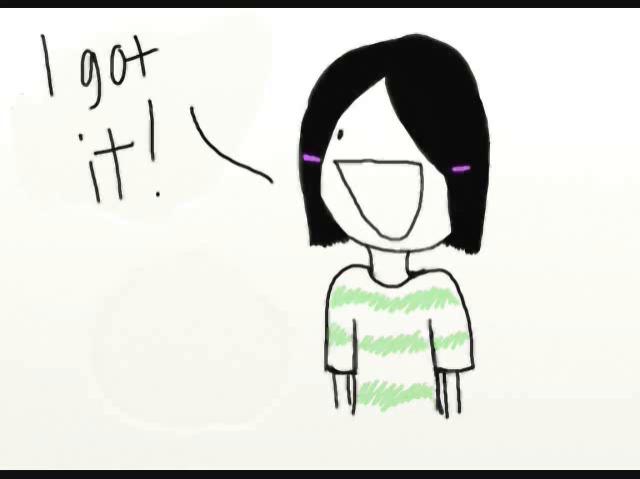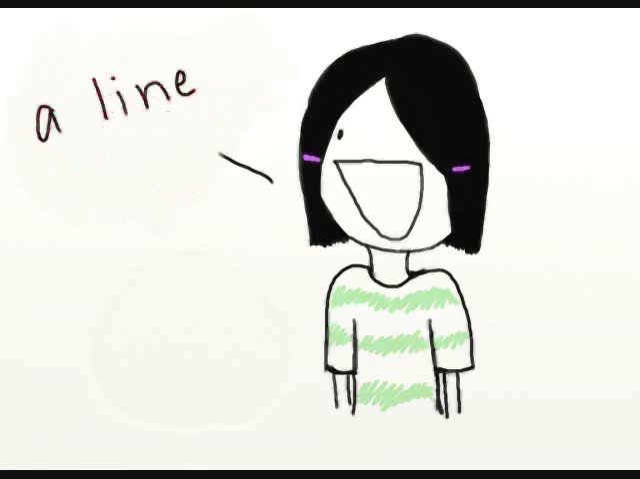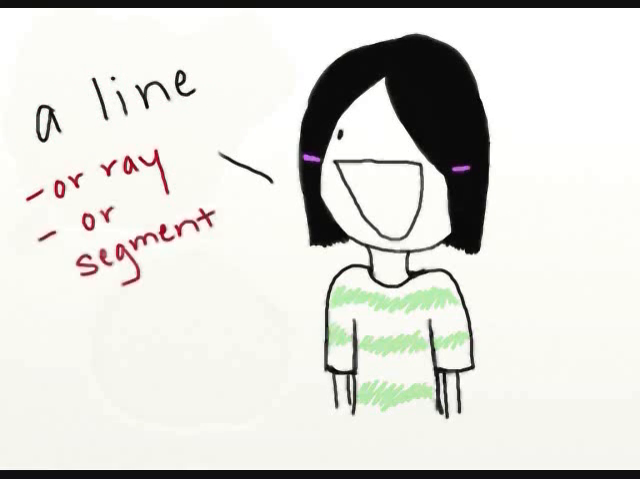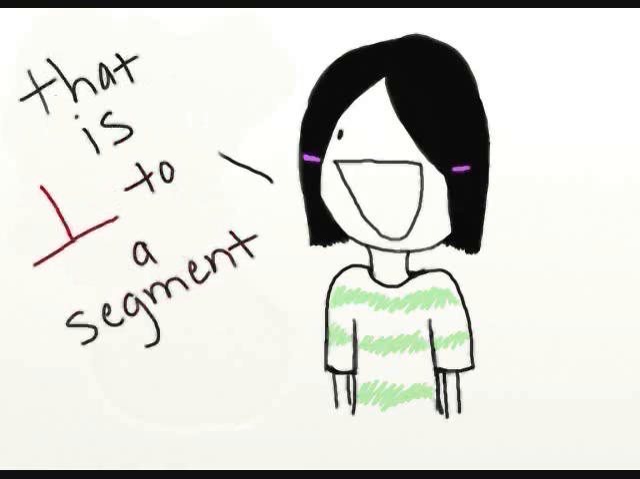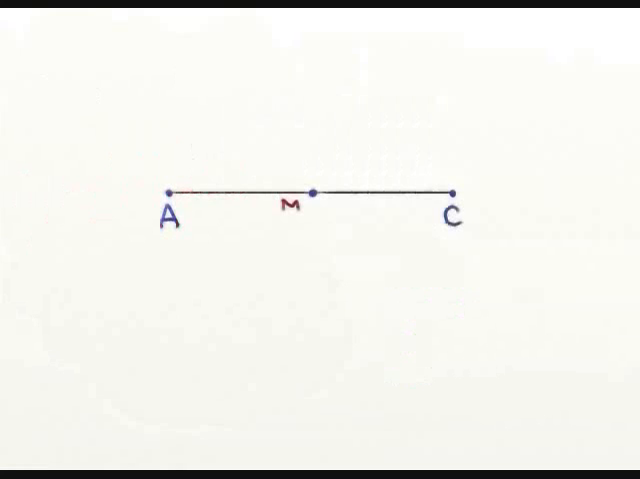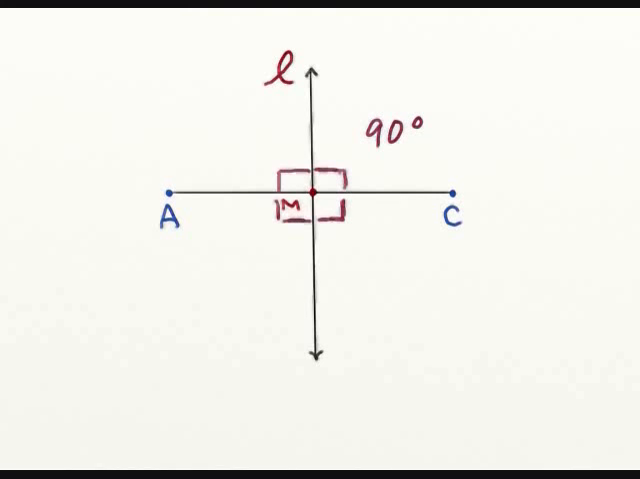So, perpendicular bisectors, what are those? Well, let's see. A perpendicular bisector is a line, a ray, or a segment that is perpendicular to a segment at its midpoint. M is the midpoint of segment AC. Line L is the perpendicular bisector. It intersects segment AC at its midpoint, also creating four right angles.